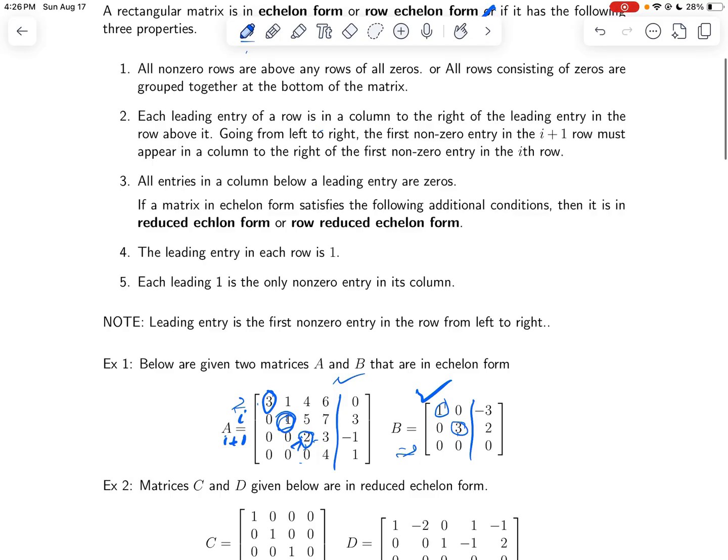Okay, so the next thing is, if a matrix in echelon form satisfies the following additional conditions, then we can say it is in reduced echelon form, or row reduced echelon form. These are referred to as RREF, and the other one as just EF or REF.